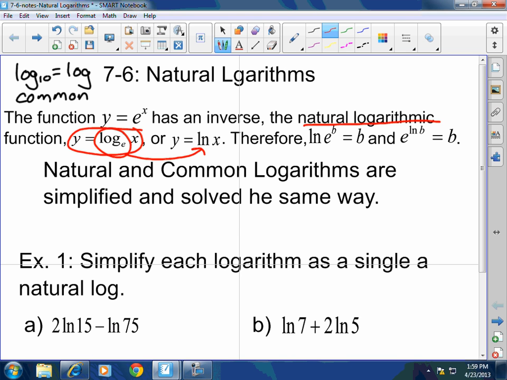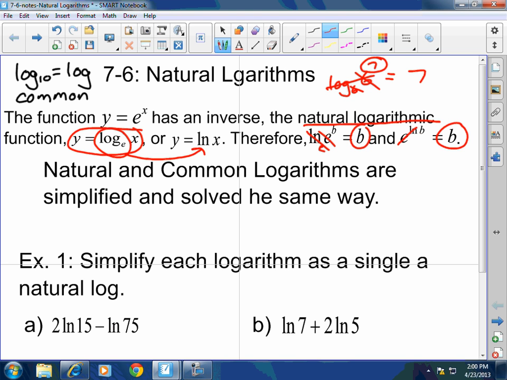Just like all the other log properties, if I have ln of e to the b power, since ln has a base of e, these cancel and I'm left with b. Vice versa, if I have e to the ln of b power, since ln has a base of e, these cancel and I'm left with b as well. Same thing as log. You remember that if you have, for example, log base 6 of 6 to the 7th power, doesn't that equal straight up 7? Because when the base and the answer are the same, they cancel and you're left with the exponent. Same thing. I don't want you to think, oh my God, I've got to learn something new. No, you don't. It's just now with a base of e.